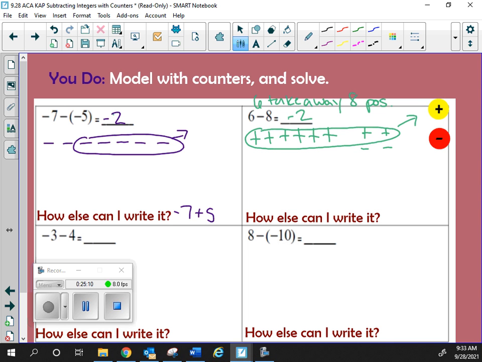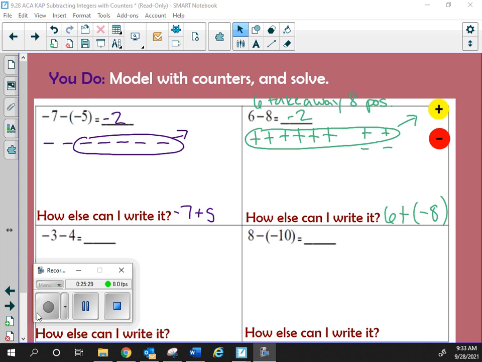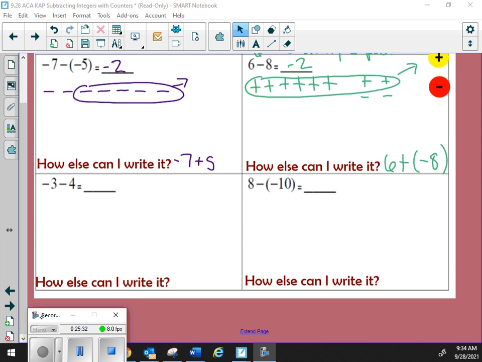Okay, think of it in terms of money. If I have $6 in my wallet, but then I borrow 8, somewhere I'm owing somewhere $2, right? I'm owing some money. Okay, if I rewrote this equation, keep and add the opposite, Haley. Very good.